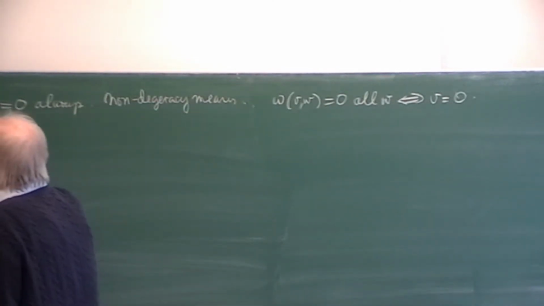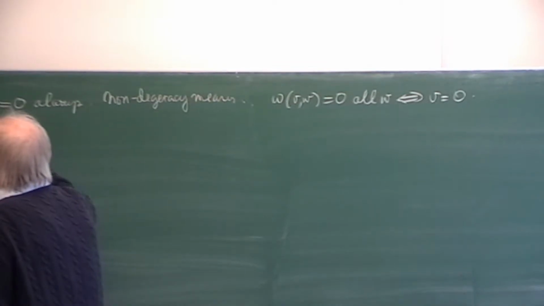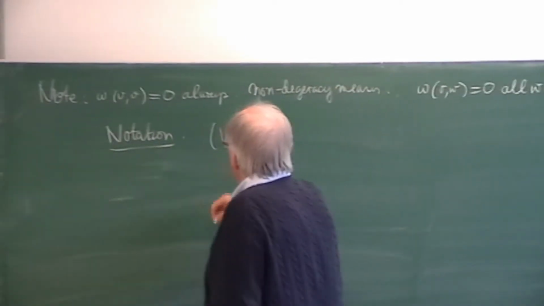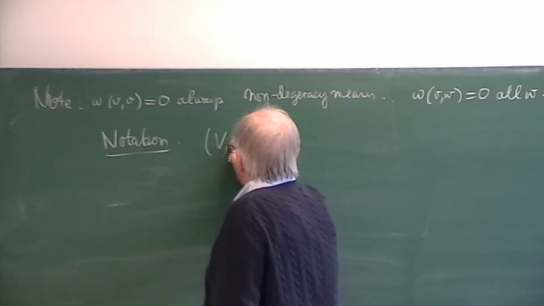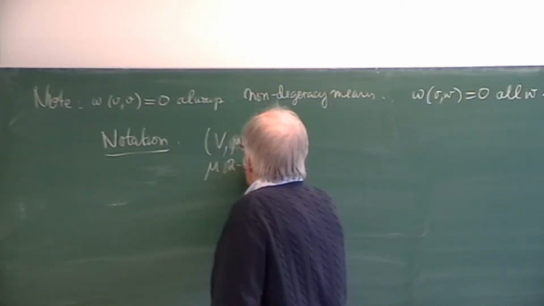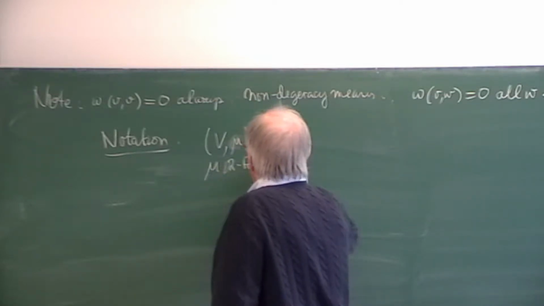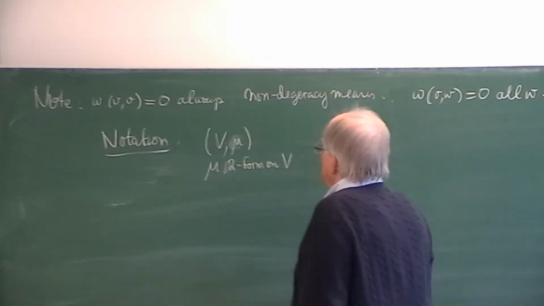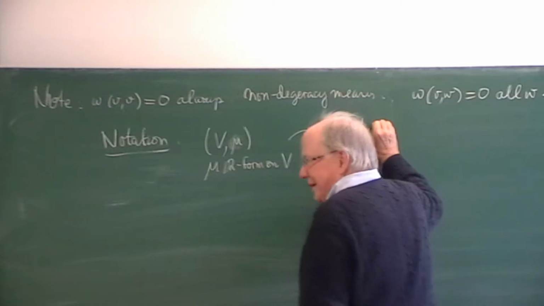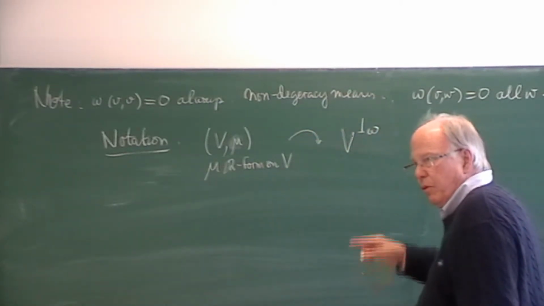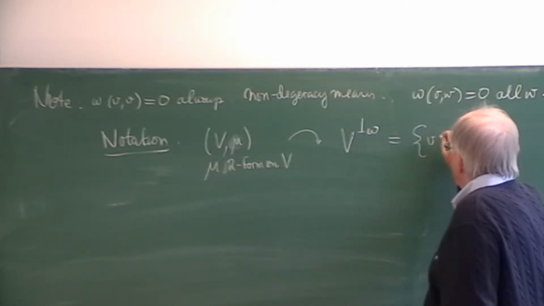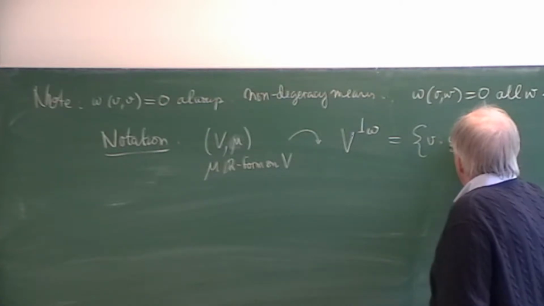Notation doesn't appear immediately here, but it will appear if you take the subject seriously. If you have an alternating form, let's make it mu, an alternating two-form on a vector space V, then the notation is V perp omega. I always use this notation, V perp omega. Those are the vectors V such that V is perpendicular to everything.